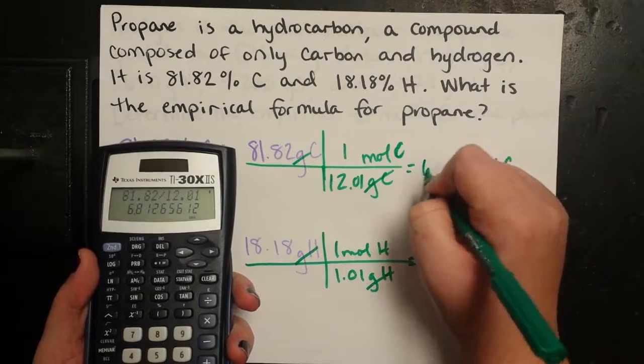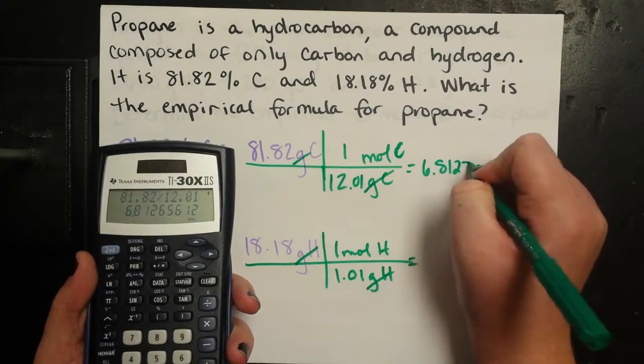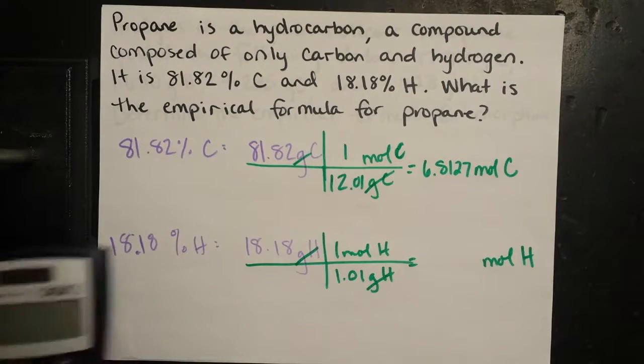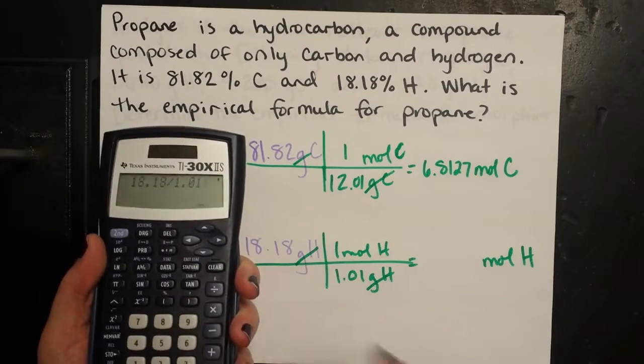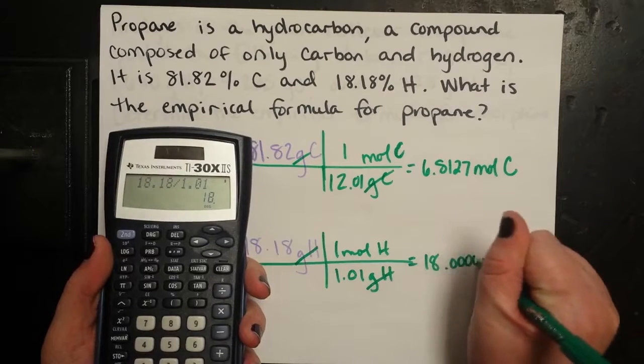And record this as 6.8127 moles of carbon. Alright, and for the moles of hydrogen, I'm going to take 18.18, and this should be alright on the dot. 18. Just to keep it 4 decimal places, let's go ahead and do that.